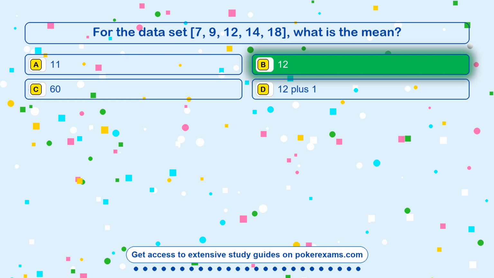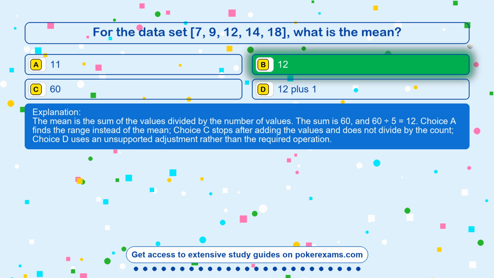The correct answer is option B, 12. The mean is the sum of the values divided by the number of values. The sum is 60, and 60 divided by 5 equals 12.